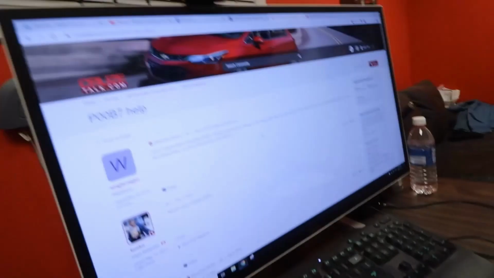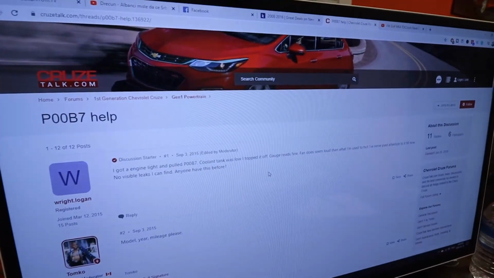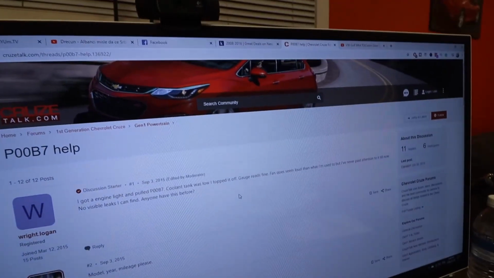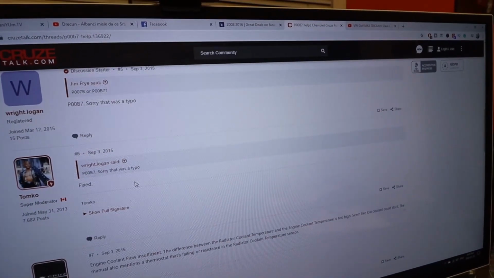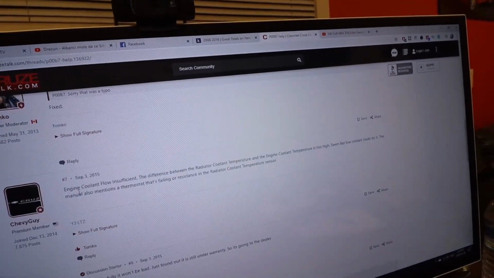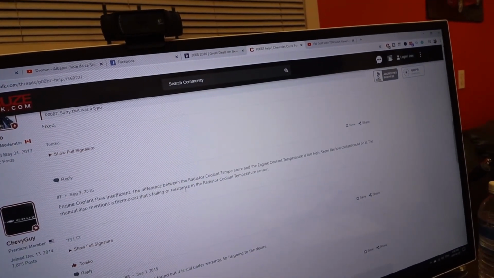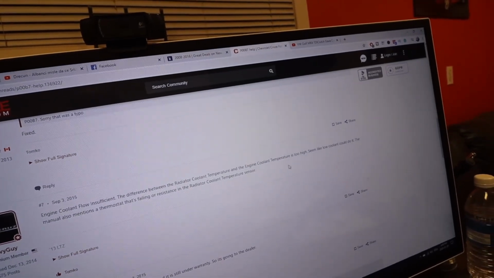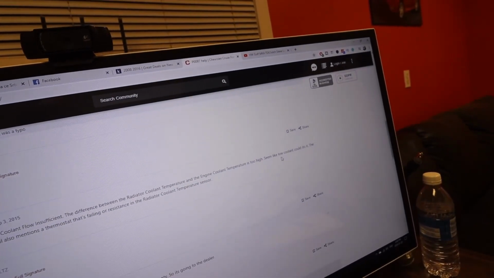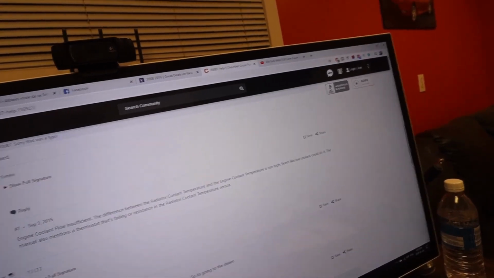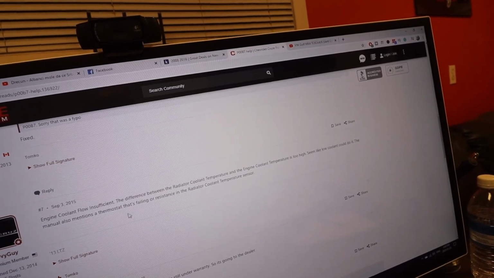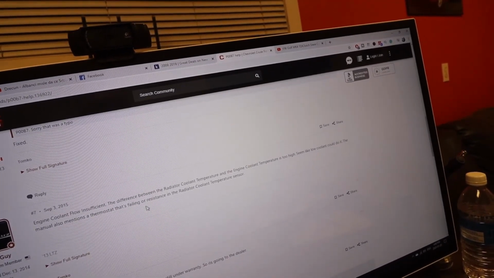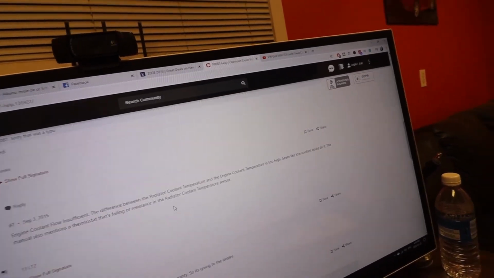So I do have a couple friends who had Chevy Cruze, and they were having lots of problems with the head gaskets and such. So I jumped on one of the Chevy boards just to see what it was, and one of the guys was actually really cool. Said engine coolant flow insufficient. Difference between the radiator coolant temperature and engine coolant temperature is too high. The possible culprits are low coolant, maybe thermostat, and there's also the sensor, right? The temperature sensor could be gone.